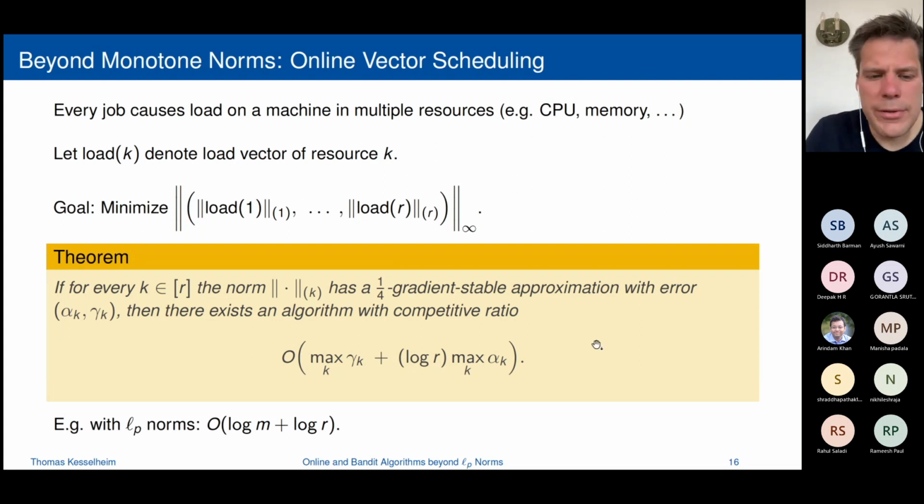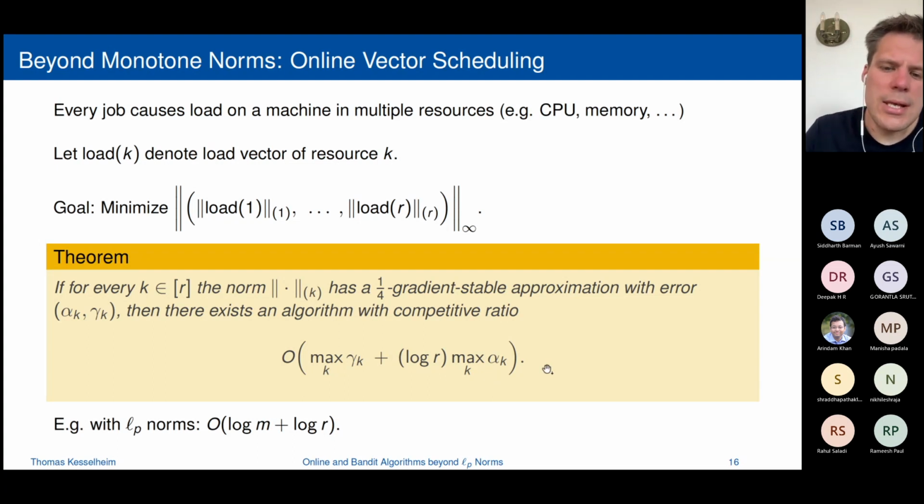With just our machinery, if each of these norms has a gradient stable approximation, then we get a combined algorithm for this vector scheduling problem with a competitive ratio given by the maximum of these gammas plus log r, where r is the number of resources, times the maximum of the respective alphas from your norm approximations. For example, if these inner norms are Lp norms, then each gamma can be log m, for m machines, and each alpha can be 1, so you'd get log m plus log r. Or if you take monotone symmetric norms as your inner norms, then I think this would be log squared m, and these would be log m.